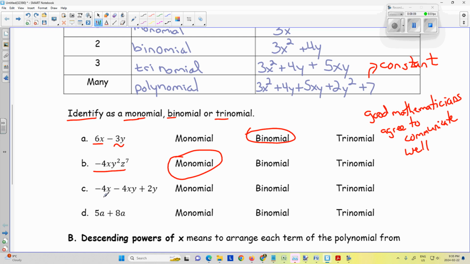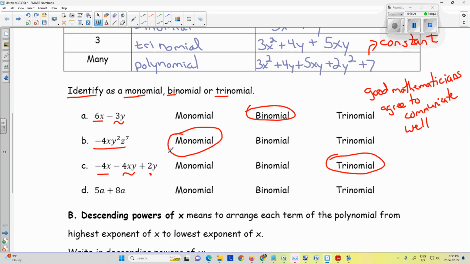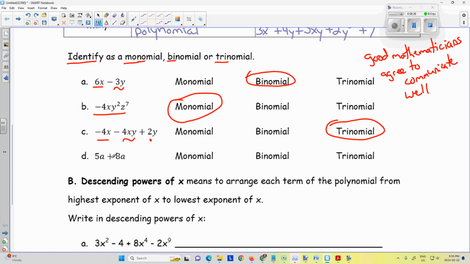On this one, let's identify them. We have an x, we have an xy, and we've got a y. And this one would be a trinomial. And this one, you might look at it and go, well, I've got 2 different terms. I've got addition, which we said it had to have.